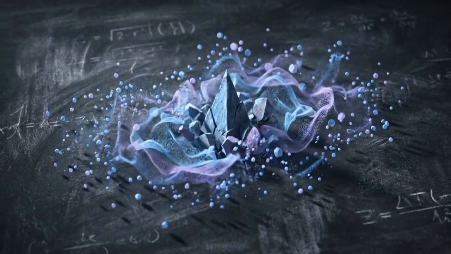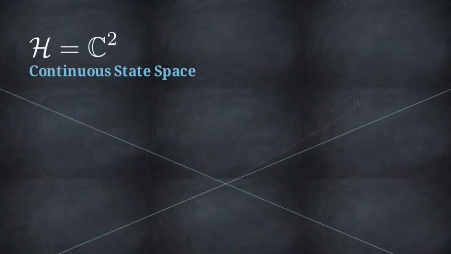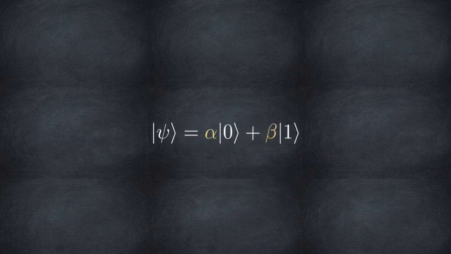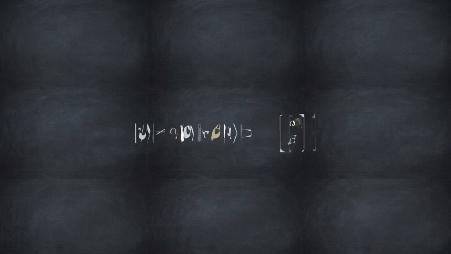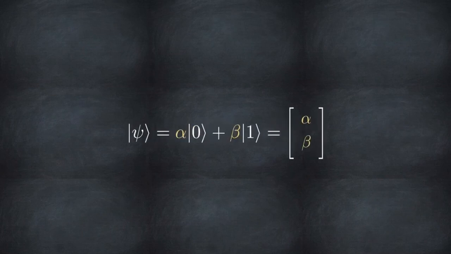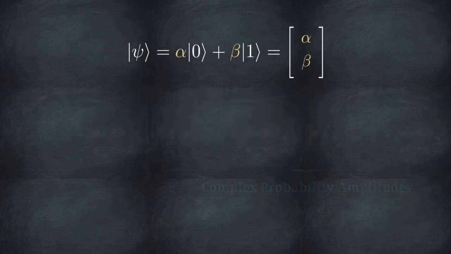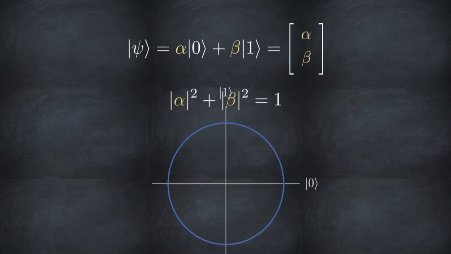Instead of occupying a single fixed point, the qubit exists within a continuous, two-dimensional complex vector space. This diagram illustrates the general state of a qubit. It is expressed as a linear combination of the 0 and 1 basis vectors, represented by the coefficients alpha and beta. Alpha and beta are not absolute physical values. They are continuous, complex probability amplitudes. These amplitudes are bound by a strict geometric rule. The sum of their squared magnitudes must always equal exactly 1. This ensures that the total probability of the system remains perfectly conserved.